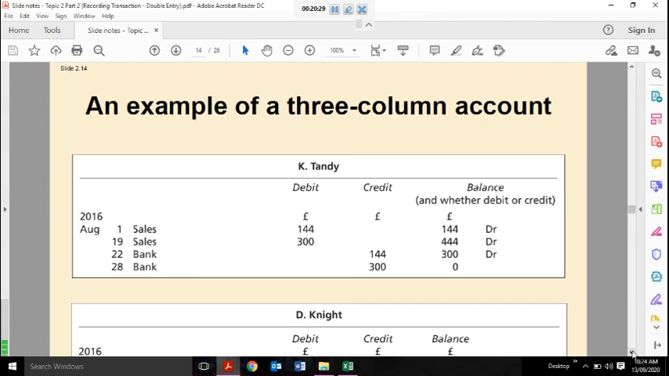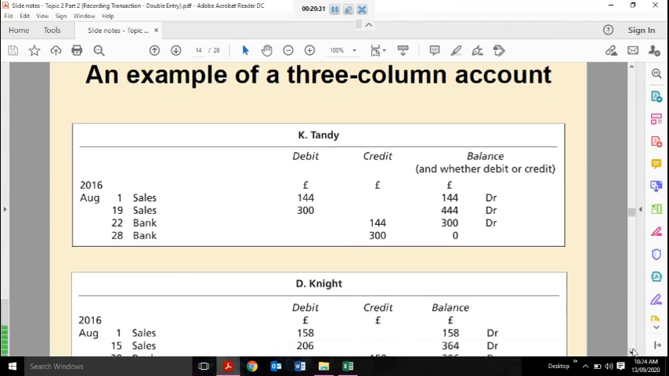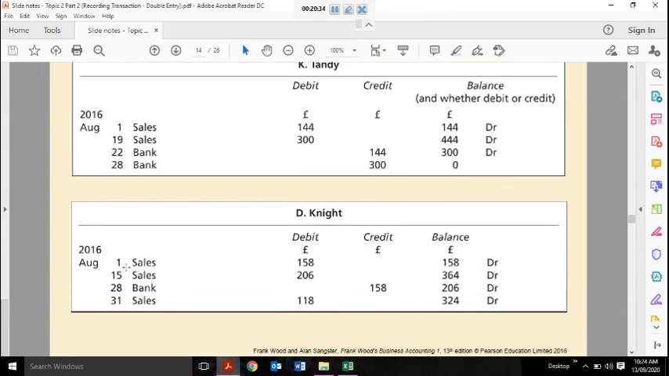What about the D9? D9 is the same. First sales, 155. And then you have another sale, 206. So you add on, 158 plus 206, so you have 364. So it's debit because this is from the debit transaction. Sorry, this is your customer. And then your customer pays on the 28th, 158.